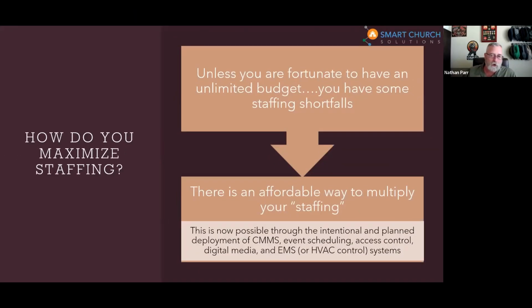So how do we multiply our staffing? We use computerized maintenance management systems, event scheduling, access control, digital media, and different types of control systems. So a lot of what we have to do, we can automate. The static things, the things that don't change, or even if they change, they're just based on this is what's happening, or this needs to occur. Those are things that we can automate.